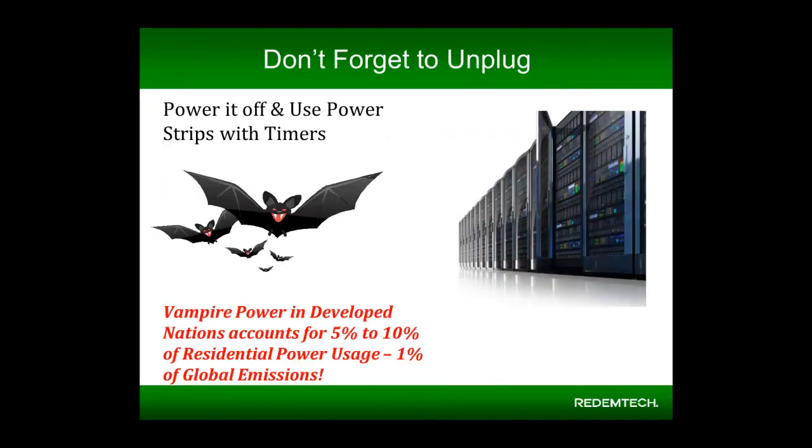I know that this is a theme throughout Green IT awareness. We all know that we have to power things down. This stat says that developed nations are using 5 to 10% of their residential power in vampire usage, that is, the usage of things that aren't being used. Vampire power is sucking energy at a 1% of global emissions rate, which is, you know, how simple is that? Turn it off.